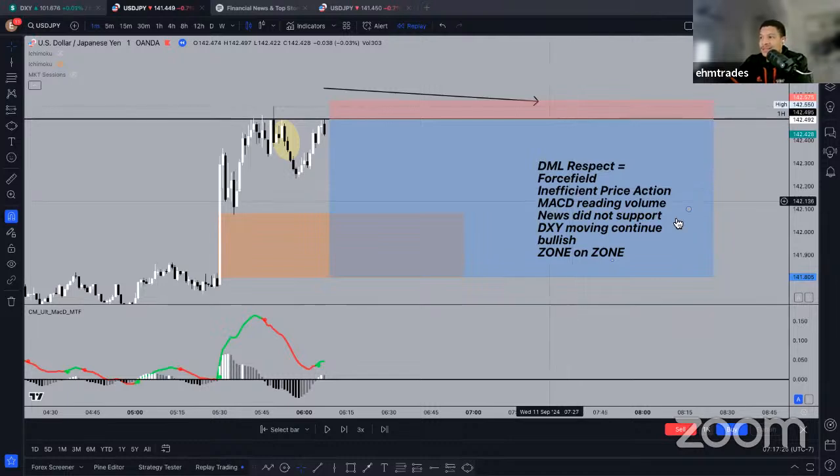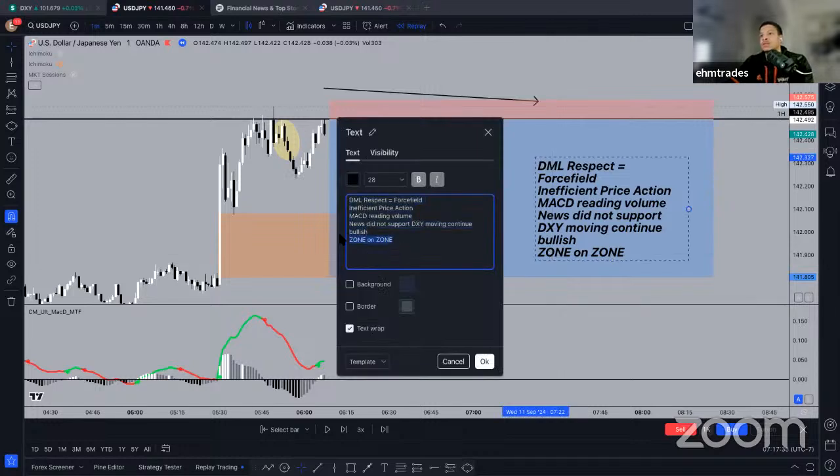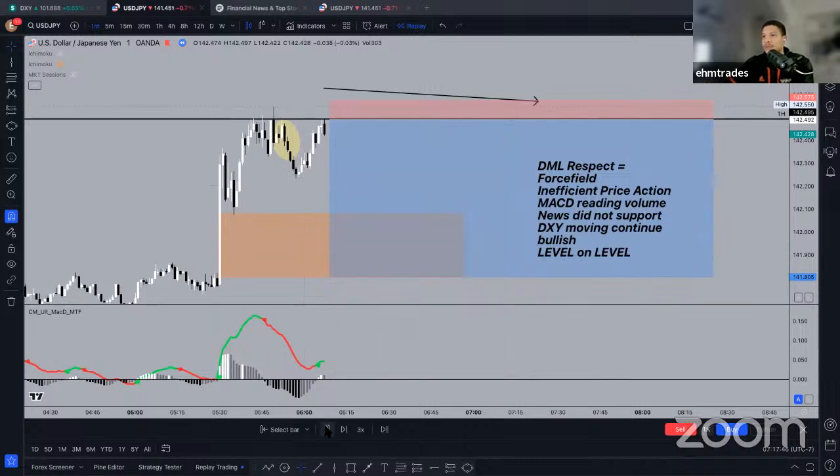MACD is something consistent. News we'll never get rid of. I'm always analyzing DXY, and I love my decision making levels, right? So these aspects right here would have been why I entered that. And let's let that play.